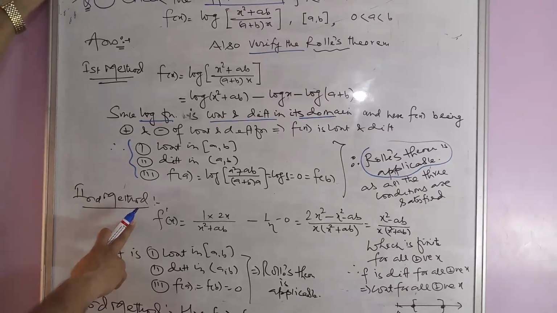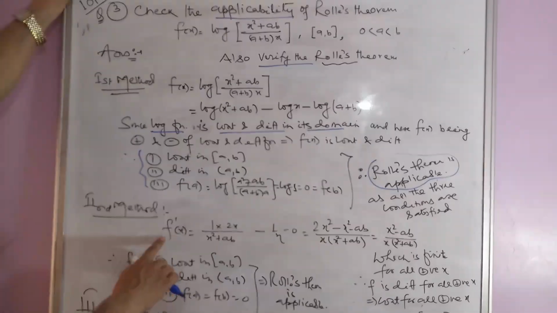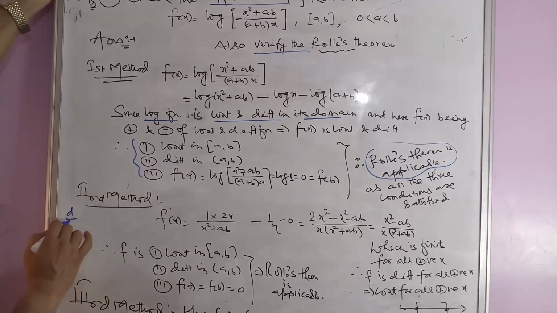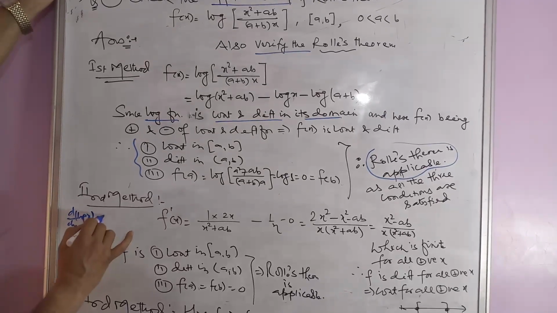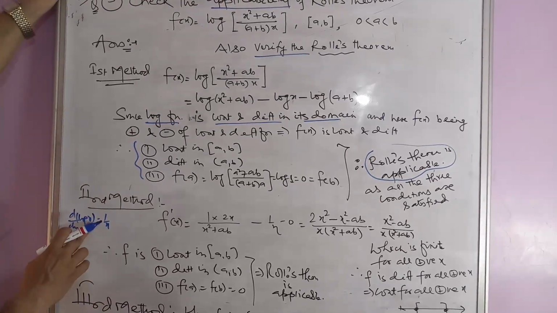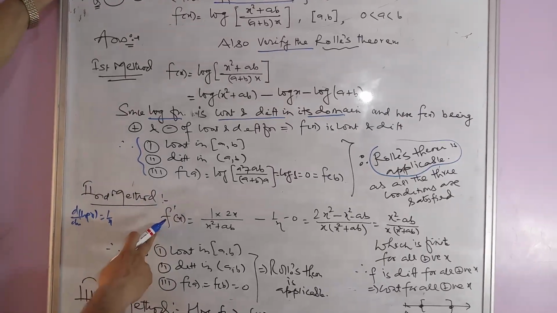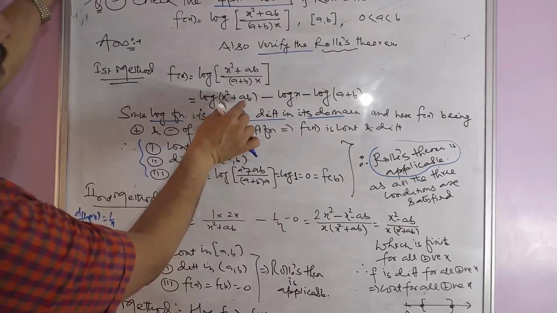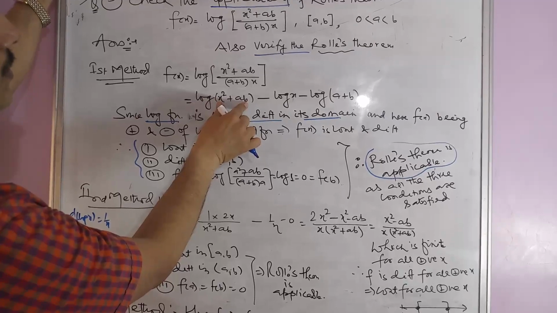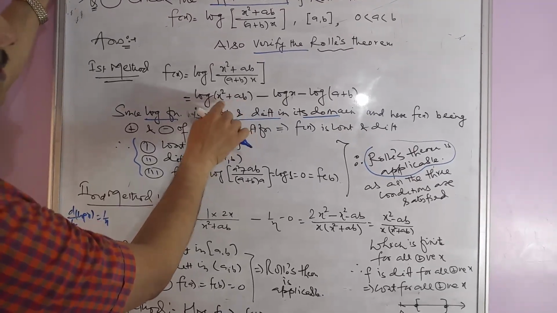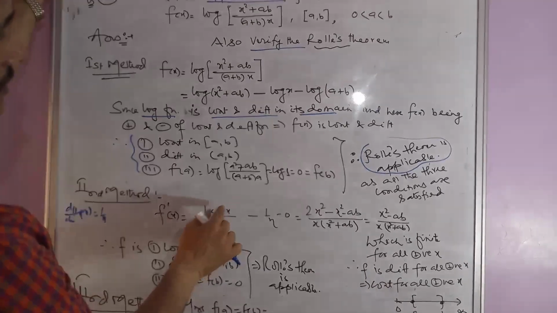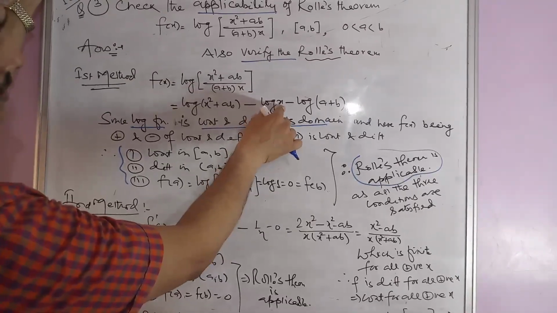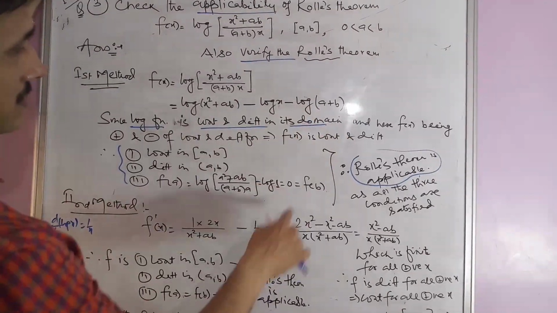Second easy method may be f dash x. We know d/dx of log x is 1 by x, d/dx of log of phi x is 1 by phi x. Here f dash x equals the derivative of the logarithm, 1 upon x square plus ab, and again into the derivative of x square plus ab, 2x plus 0. The derivative of x square is 2x, log x is 1 by x, and log of a plus b is constant, so 0.